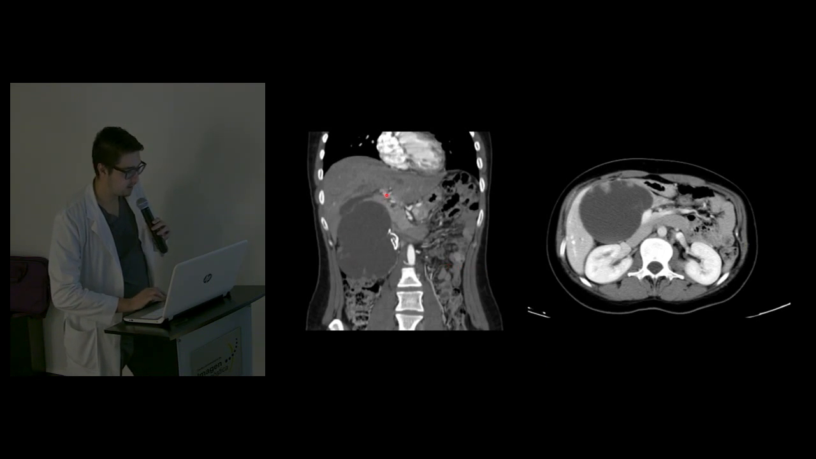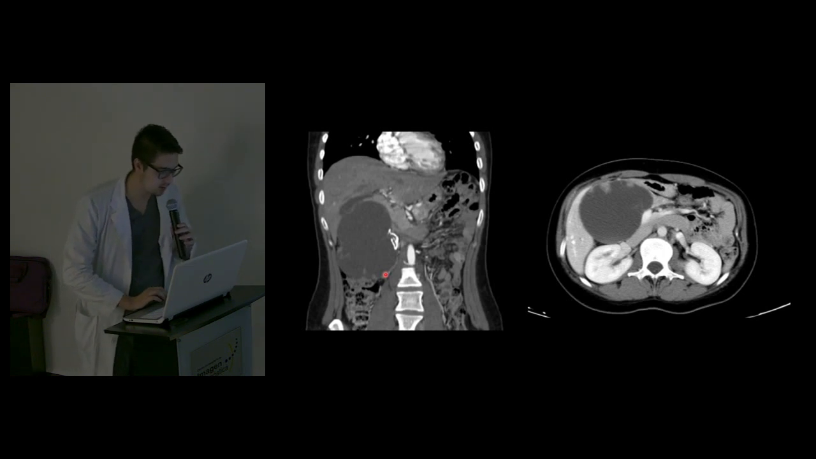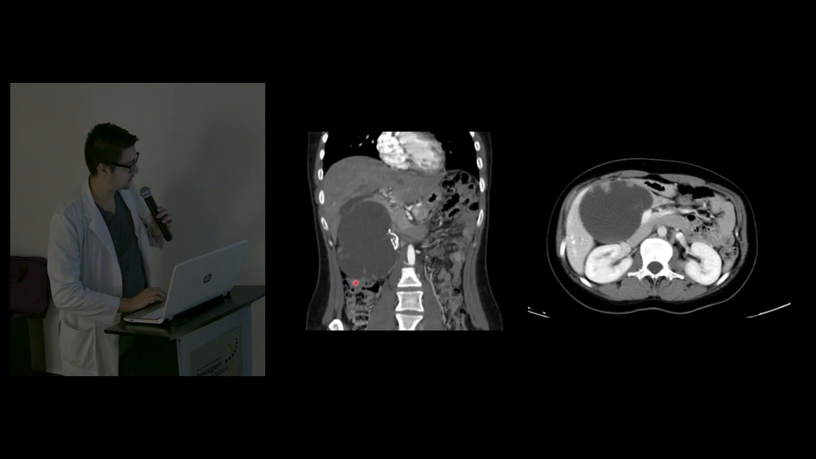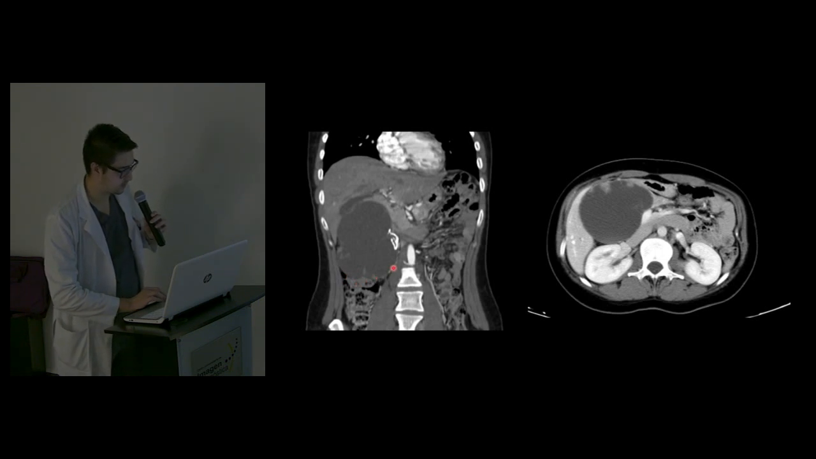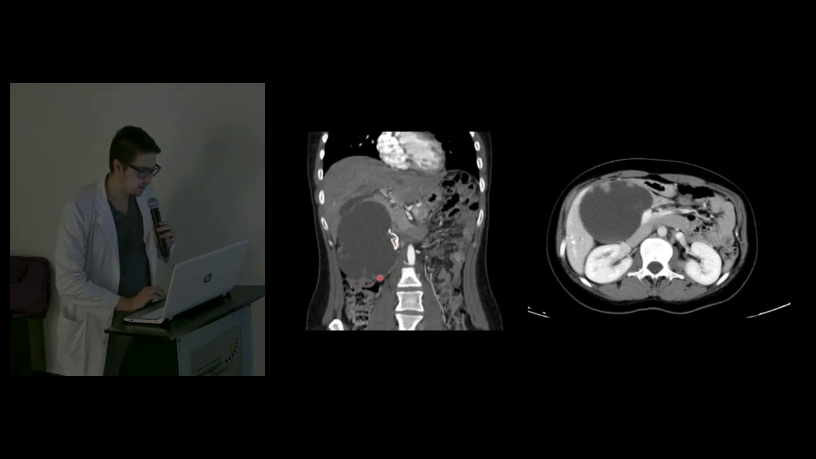Here we can see in a coronal reformatted image, the mass displaces superiorly the liver and inferiorly the intestine. And well, we see that this mass arises from the head of the pancreas.